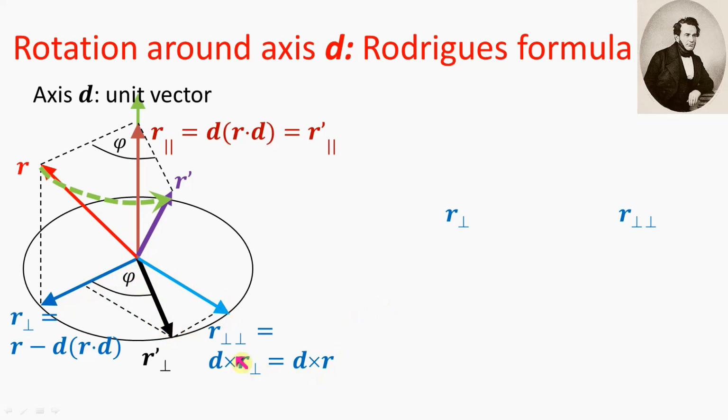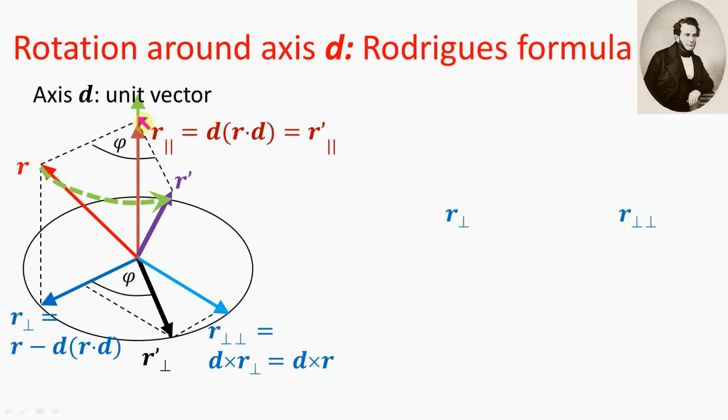One additional remark: we expressed R perp perp as a cross product of D and R perp. We can simplify this and replace R perp by R, because R is the sum of R perp and R parallel, but R parallel is parallel with the axis D, and when we obtain the cross product of two parallel vectors, the result will be 0. So adding R parallel to R perp doesn't make any difference in the result after the cross product.